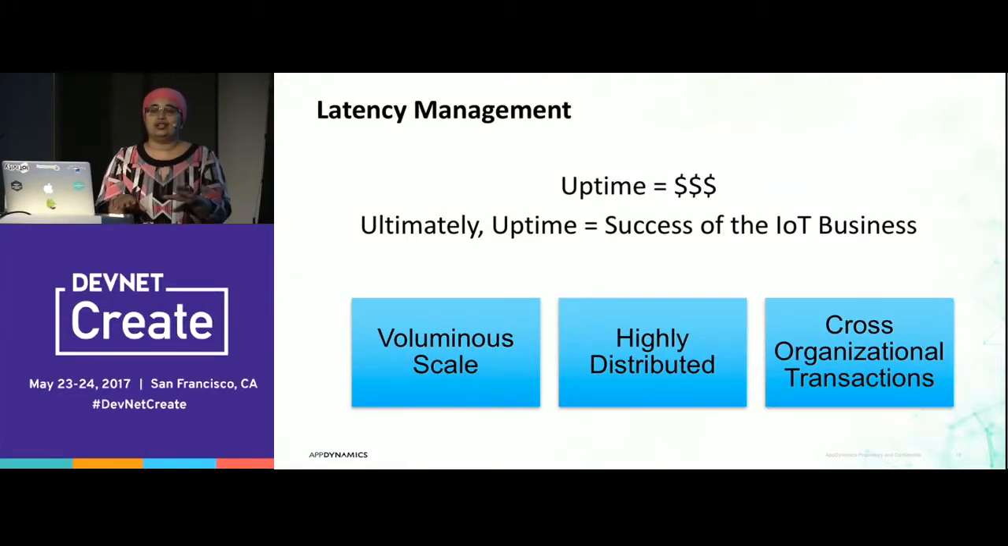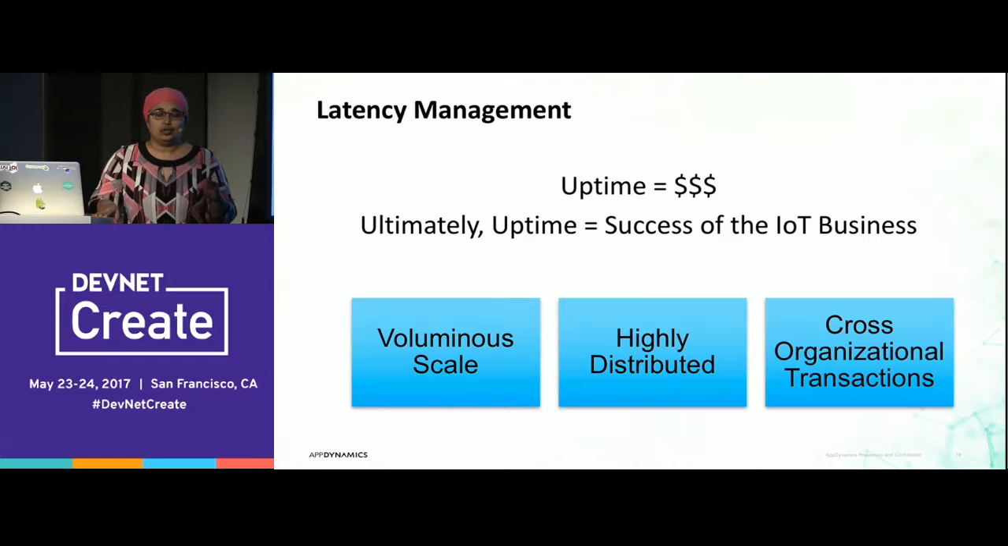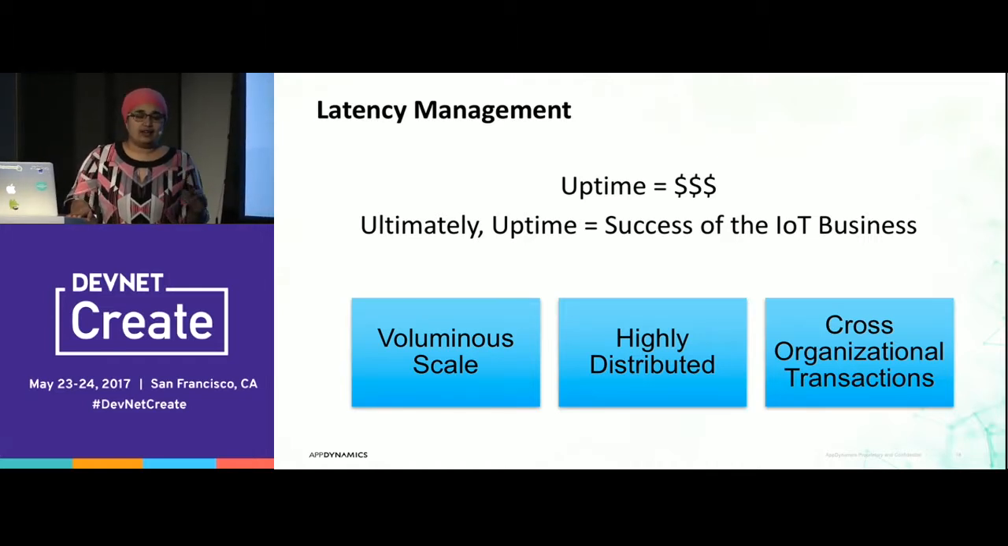Uptime basically translates into money, right? You have a service that is very sluggish, your consumers are going to go away. You have a service that is unpredictable. Sometimes it works fast, sometimes it doesn't.